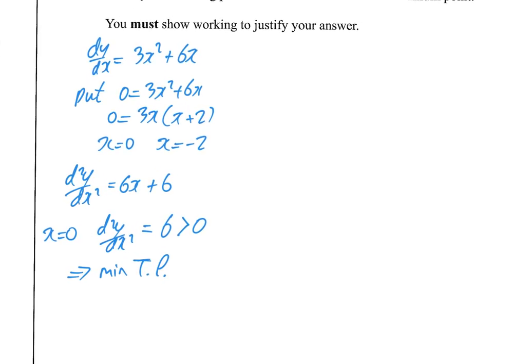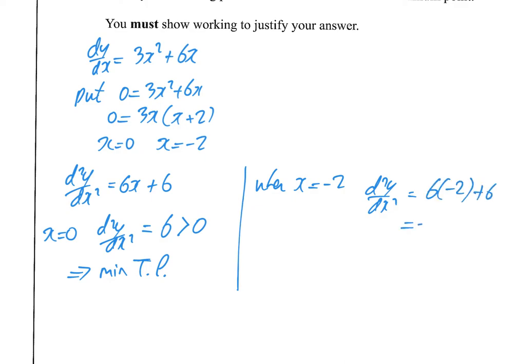And the other one then, when x equals minus 2, your d2y by dx squared is equal to 6 times minus 2 plus 6, which works out to be minus 6, which is less than 0, which tells you it's a maximum turning point. Now, we haven't quite found our turning points. We also need to find the corresponding y values.